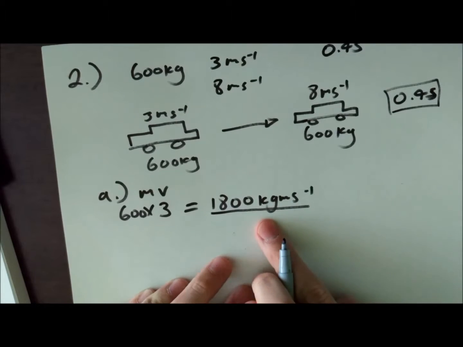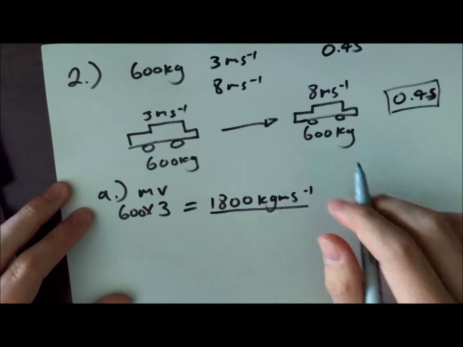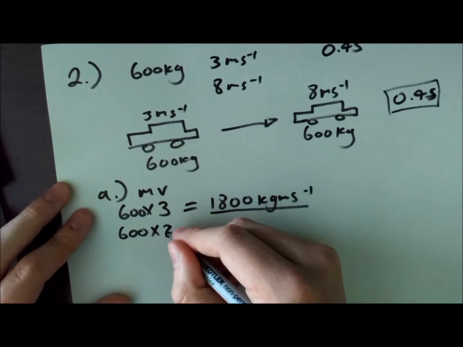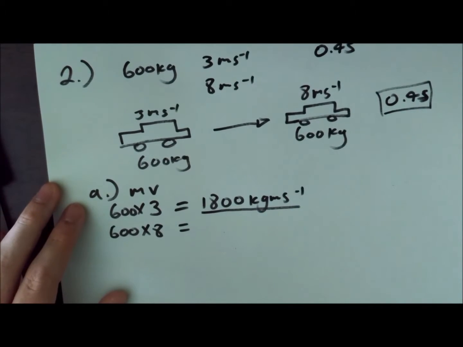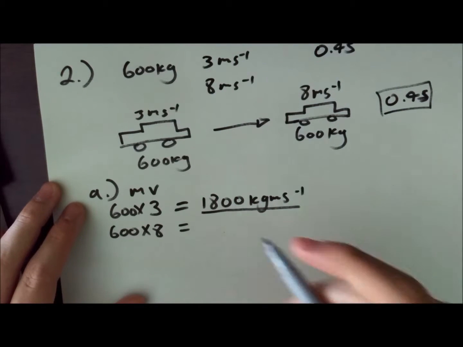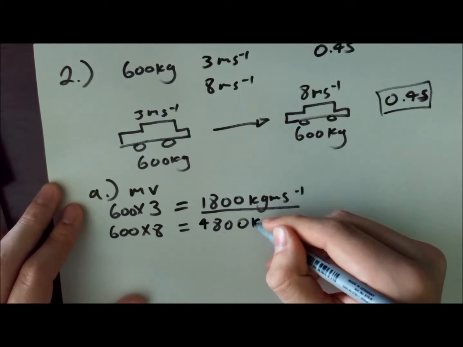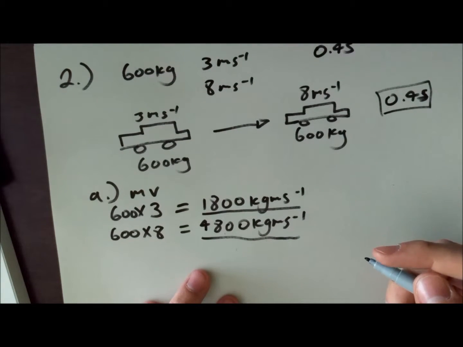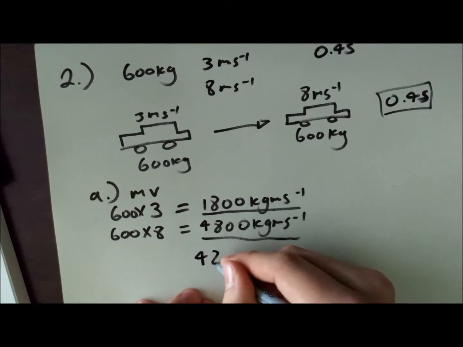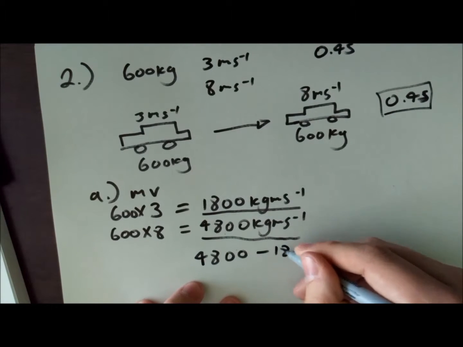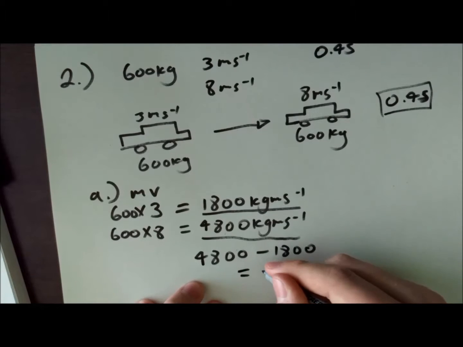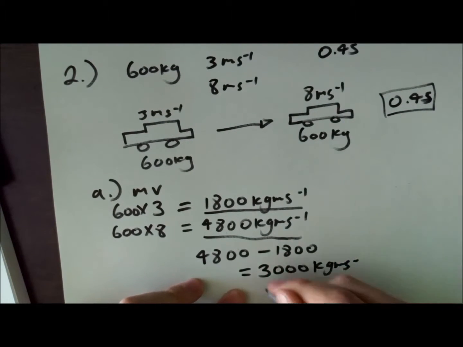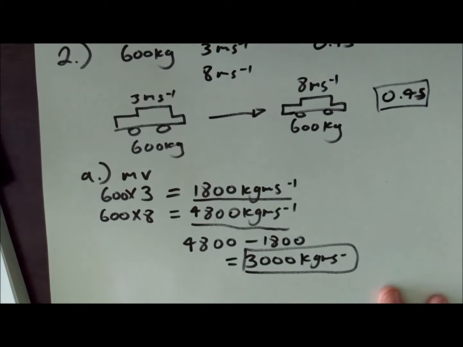So this is our initial momentum. After the collision, we have the same mass multiplied by 8 meters per second. Now this is 4,800 kilogram meters per second. So the change in momentum will be the final minus 1,800, which means the change in momentum is 3,000 kilogram meters per second. There we go.